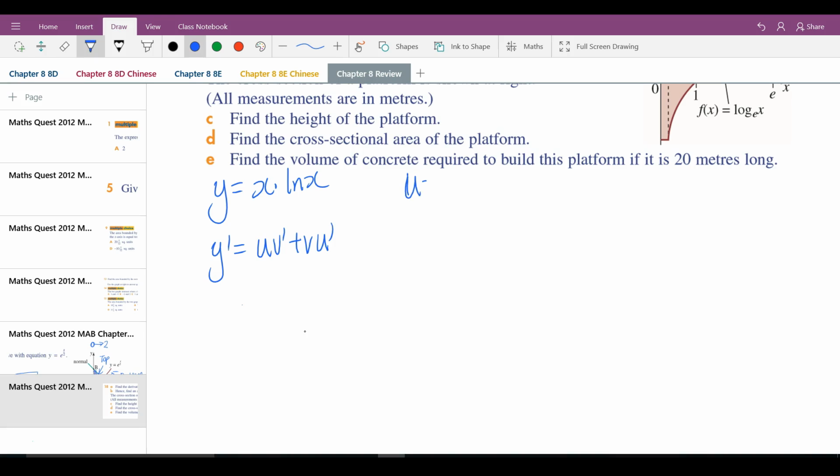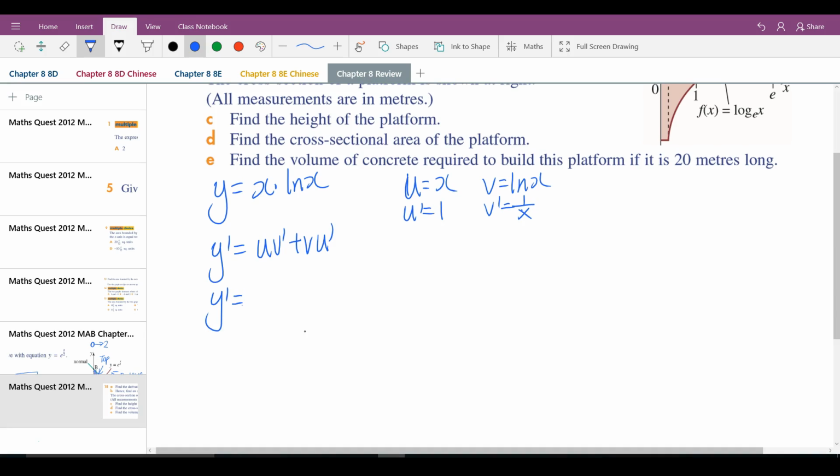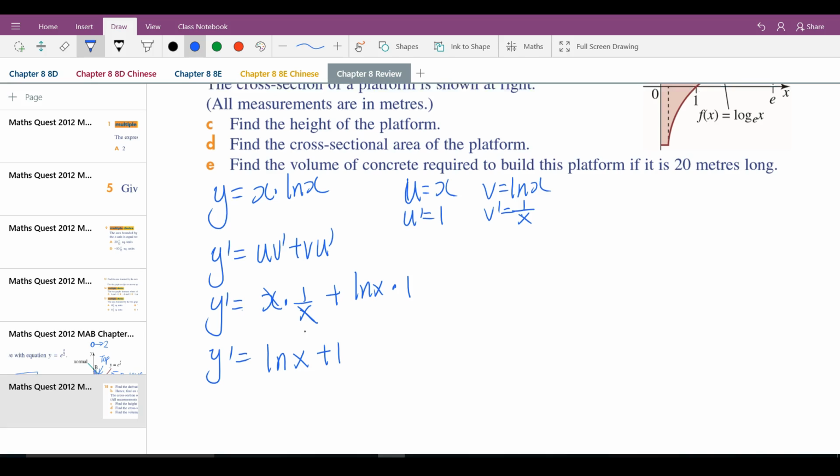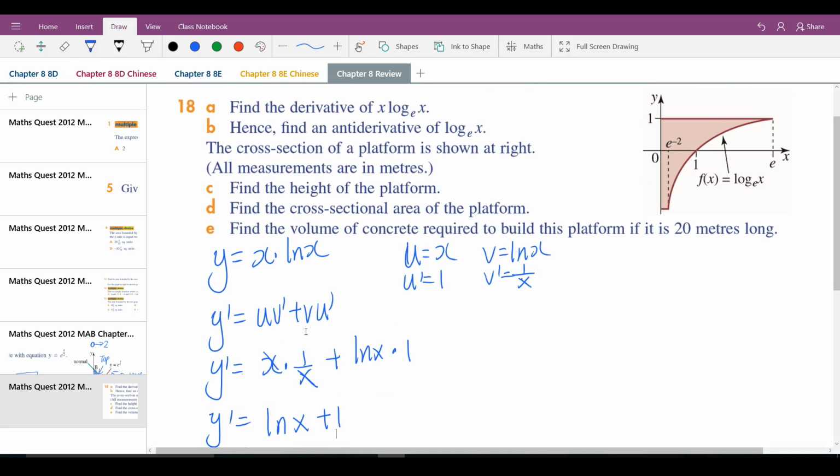So u is equal to x, u dash is equal to 1. v is equal to ln x, v dash is equal to 1 over x. That's the derivative of ln x. So y dash is equal to x multiplied by 1 over x plus ln x multiplied by 1. Now this cancels out, becomes 1. So this is ln x plus 1. Yeah, ln x plus 1.